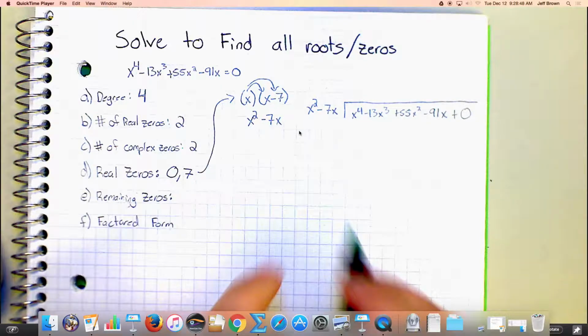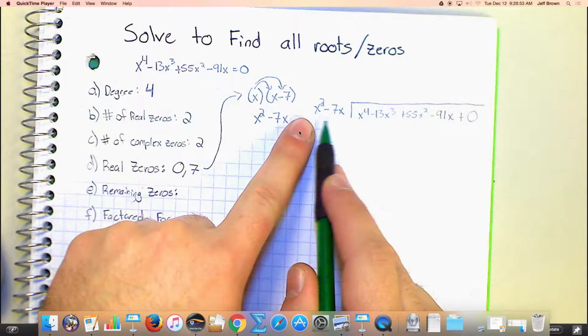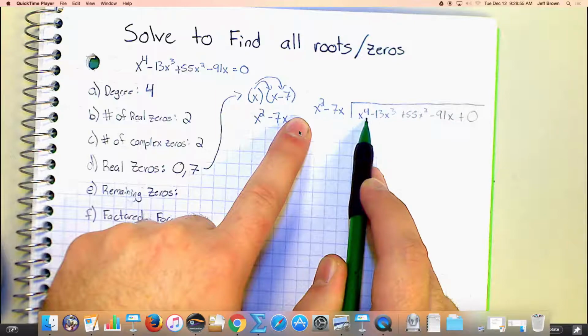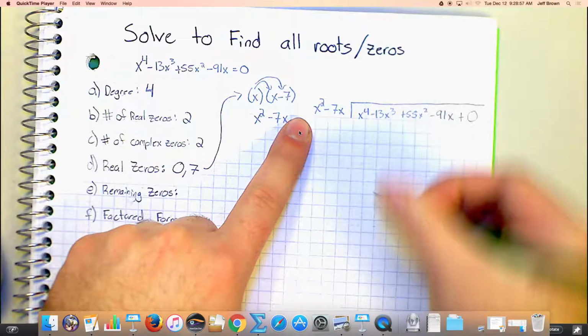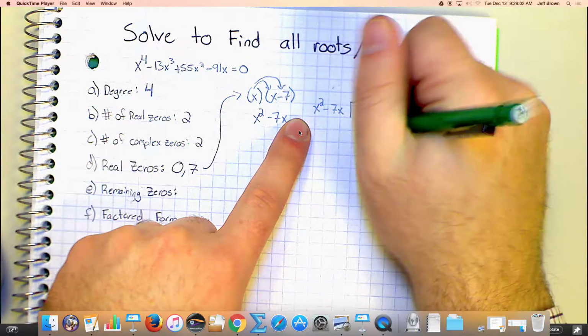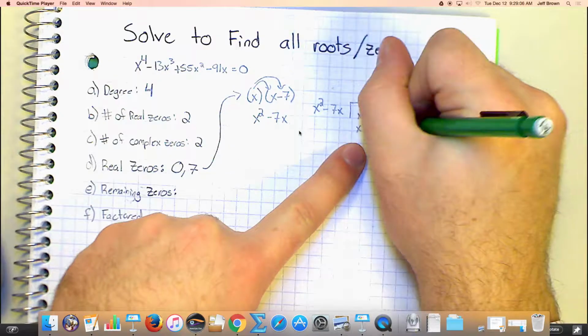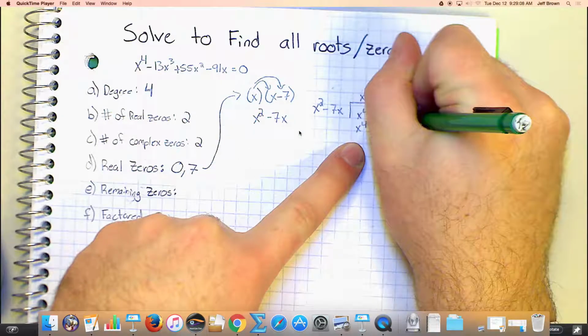Okay, so let's go ahead and start to solve this. I have x squared minus 7x, so I need to go ahead and figure out what I need to multiply x squared by to get x to the fourth. Well, I know I need an x squared there. So x squared times x squared does give me that x to the fourth, and x squared times a negative 7x gives me a negative 7x to the third.